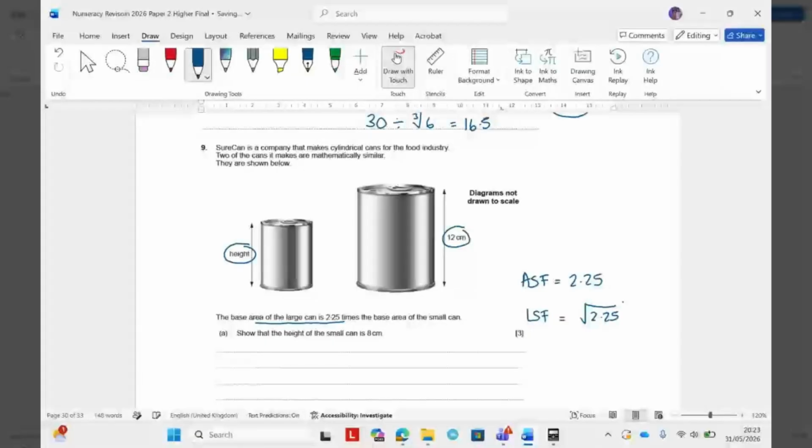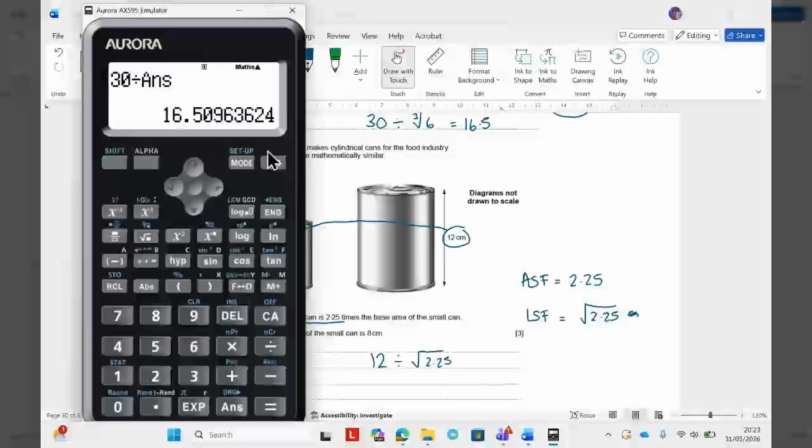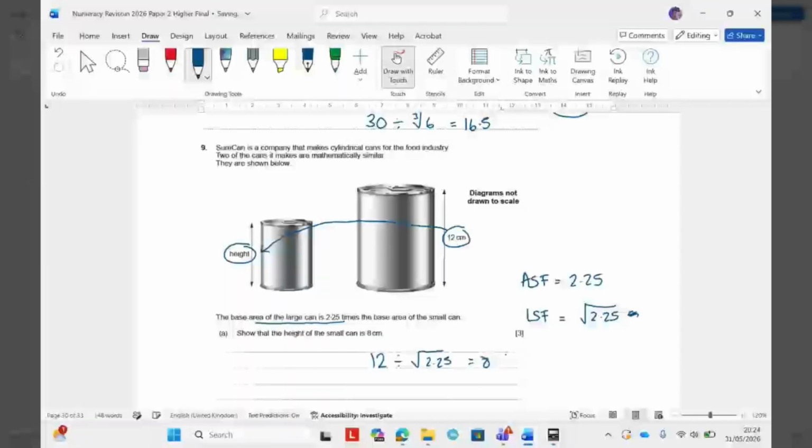Again, you could work that out and write the answer, or you could just leave it. Again, we're going to the smaller, so we're not timesing by our scale factor, we're dividing by our scale factor. I believe it's quite a nice sense of that one, right? So 12 divided by square root of 2.25, or you could have just put your scale factor, and that is 8. Fabulous. I just think we just keep going.